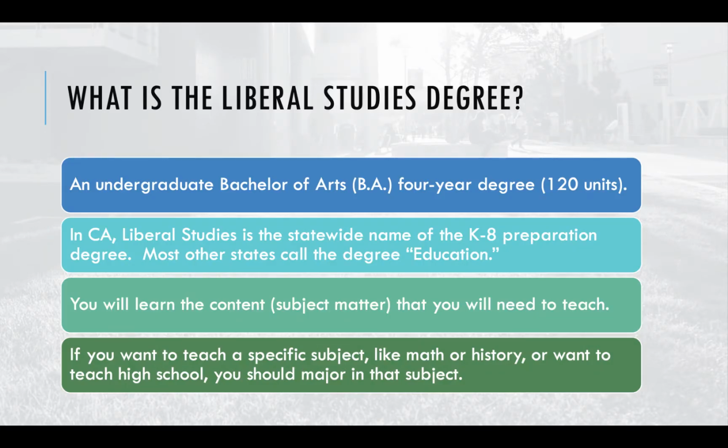The Liberal Studies degree is an undergraduate bachelor's degree of 120 units. In California, Liberal Studies is the name for the K-8 teacher preparation degree, while most other states call this degree education. What you'll learn in this major is the content or subject matter that you will need to know how to teach. If you want to teach a specific subject like math or history, or you want to teach high school, you should major in that subject, or you can come talk to me or an advisor if you still want to do liberal studies.